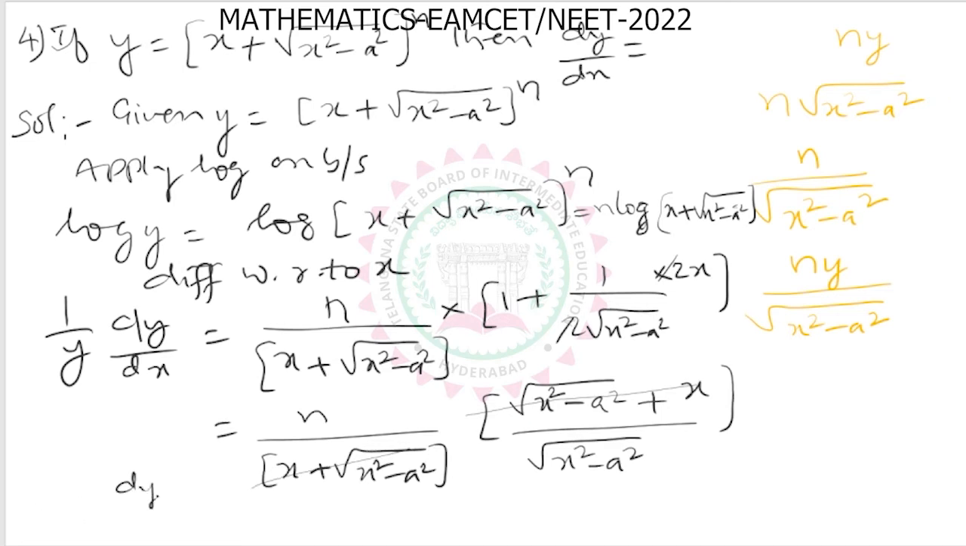What is this? dy by dx is equal to, y is here, so ny divided by root of x square minus a square. So my option is ny by root of x square minus a square. So this is the fourth option.